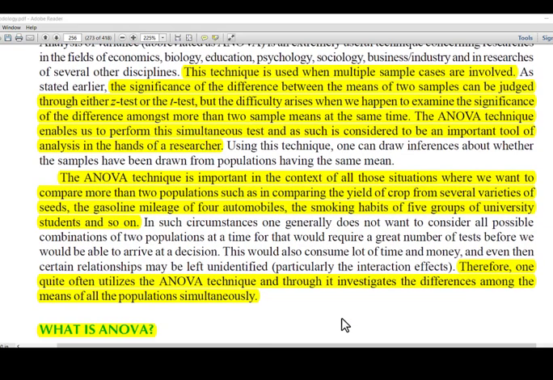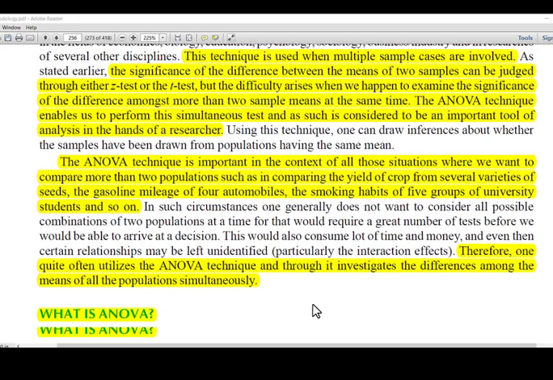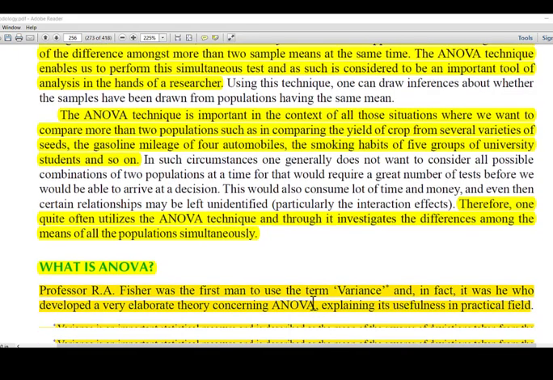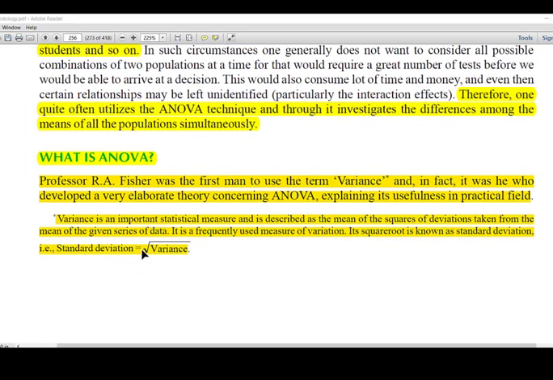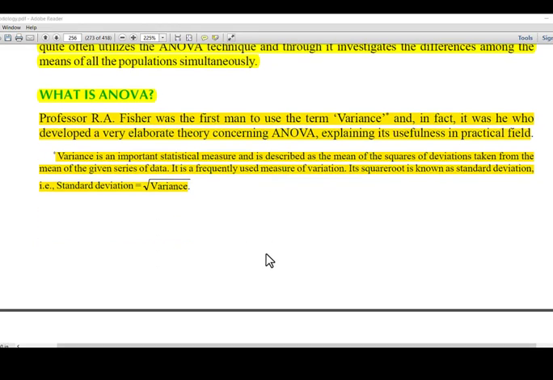Therefore, one quite often utilizes the ANOVA technique, and through it investigates the differences among the means of all the populations simultaneously. Professor R.A. Fisher was the first man to use the term variance, and in fact it was he who developed a very elaborate theory concerning ANOVA, explaining its usefulness in the practical field. And we all know that standard deviation is equal to the square root of variance.